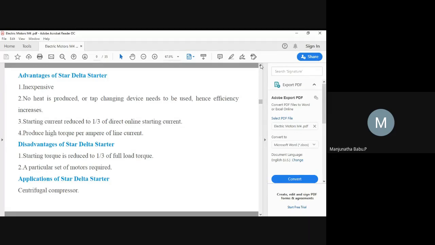Applications: wherever a 3-phase induction motor is being used, in almost all of them we are using the star delta starters. So those are the advantages, disadvantages and applications of the star delta starter.